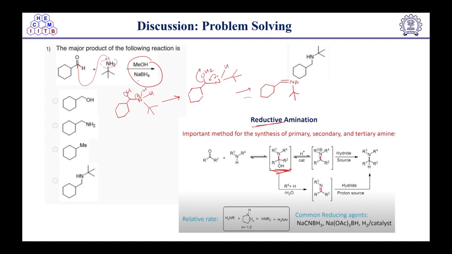Now we have sodium borohydride in the reaction. So this is a hydride source. H minus will attack here. It will get the product and H, this one, right? Same. So this is the correct answer, which is here. So the mechanism is this one only.